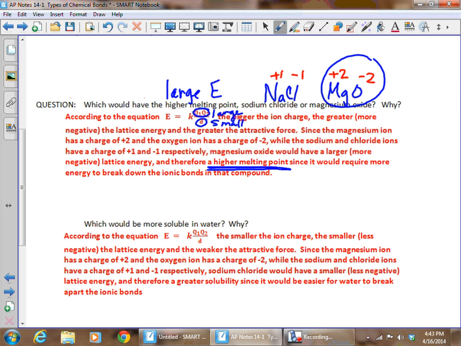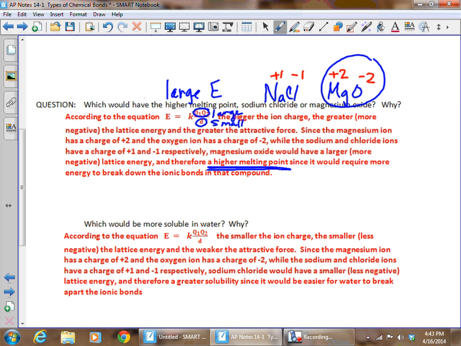Now, we can also do this with size, because if you look at the difference between sodium chloride and magnesium oxide, sodium is bigger than magnesium and chlorine is bigger than oxygen. So size is going to work in the same way this time. Since magnesium and oxygen are both smaller, they are going to have a smaller distance between their ion centers and therefore going to be attracted more strongly to each other as well.